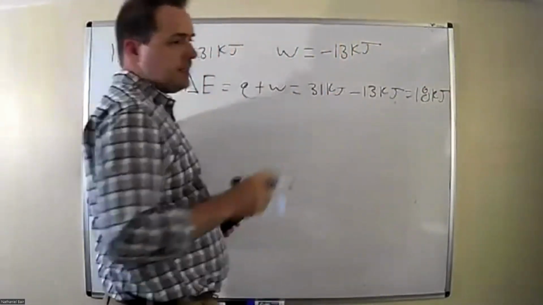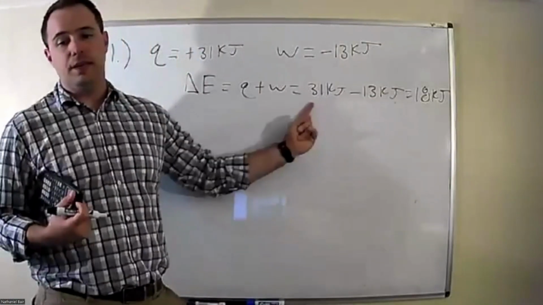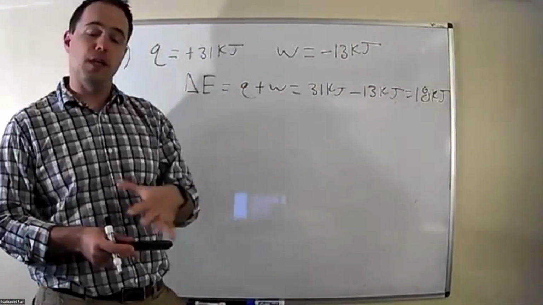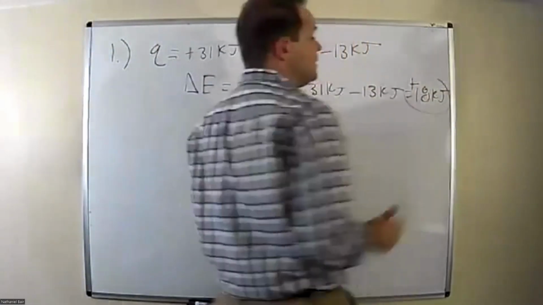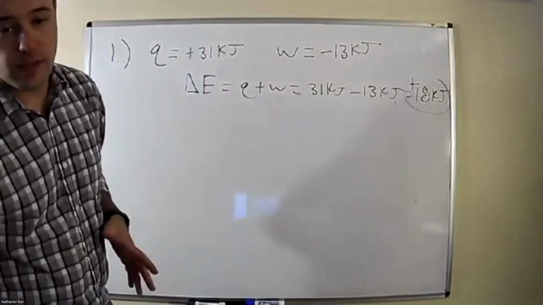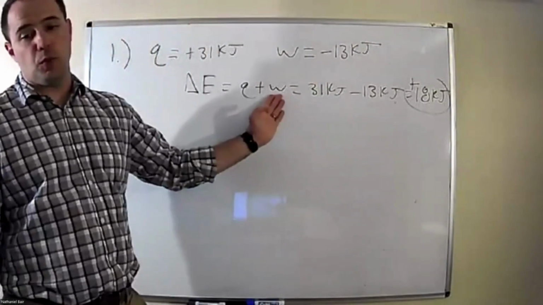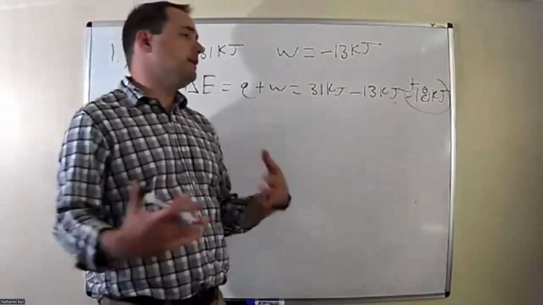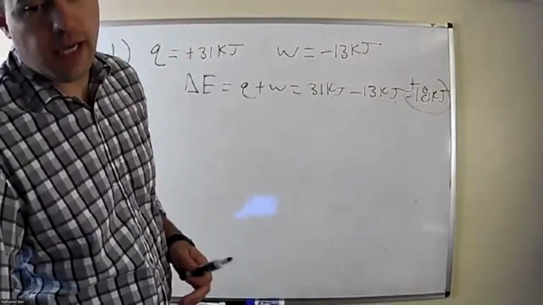So at the end of the day, even though the system is emitting some thermal energy, some heat, it's gaining more energy by the work that's being done to it. So the system is gaining energy overall. It's a positive 18 kilojoules of energy that the system is gaining. So even though it's releasing heat, it's having so much work done to it that it cancels it out and even adds to it. So it's actually gaining energy.